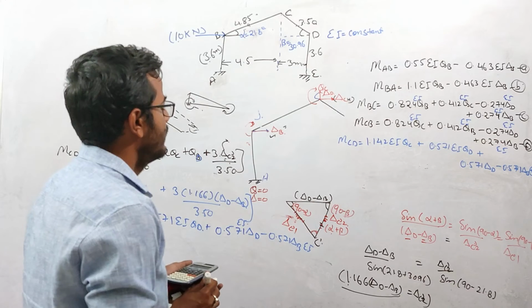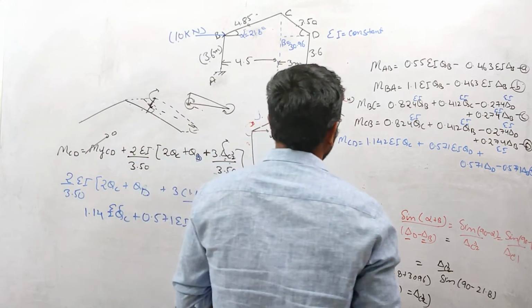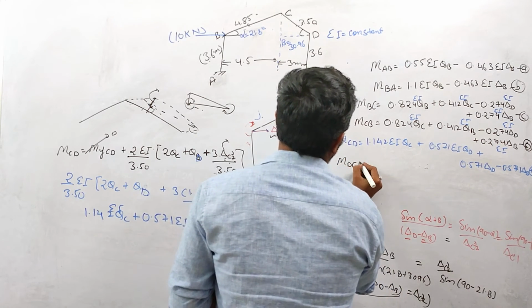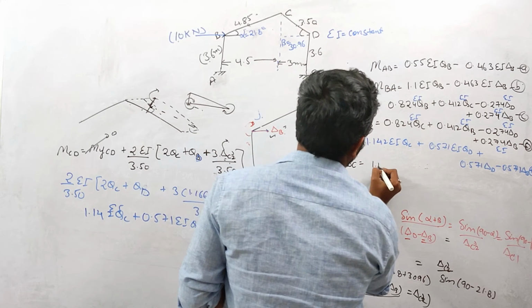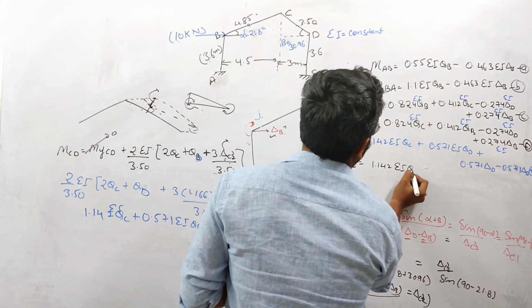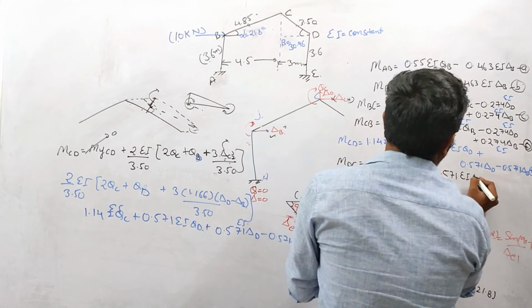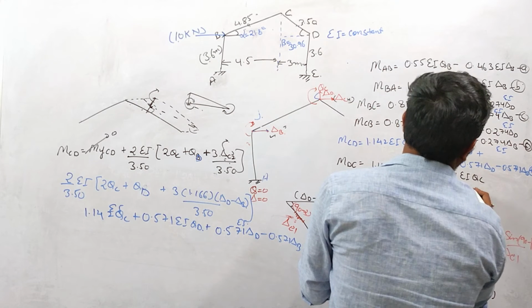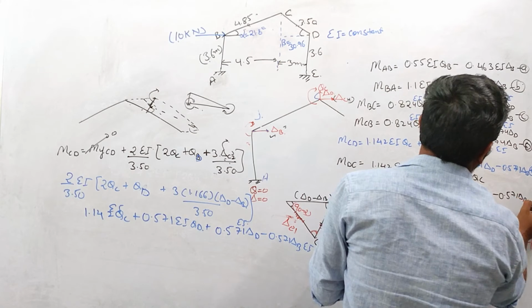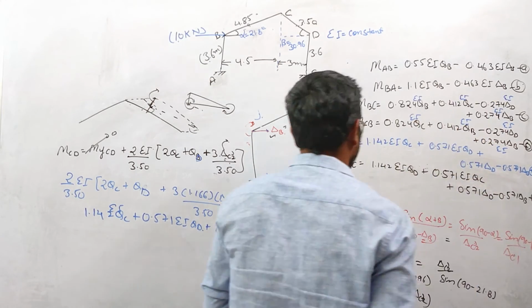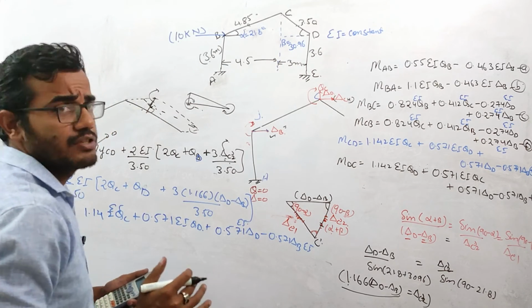Similarly, we can write this equation for MDC. MDC will be similar. These coefficients will interchange basically. So it will be 1.142 EI theta D plus 0.571 EI theta C plus 0.571 delta D minus 0.571 delta B. This is equation number F. Okay. So we have written the equation for this CD member.